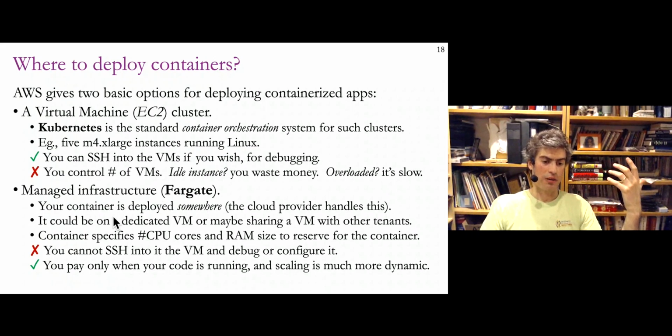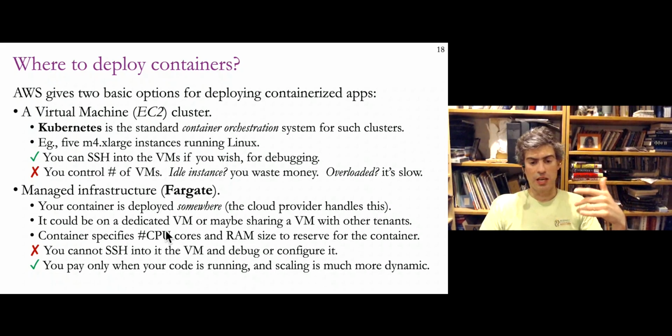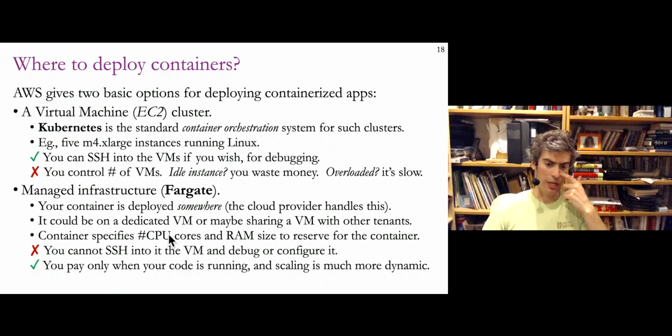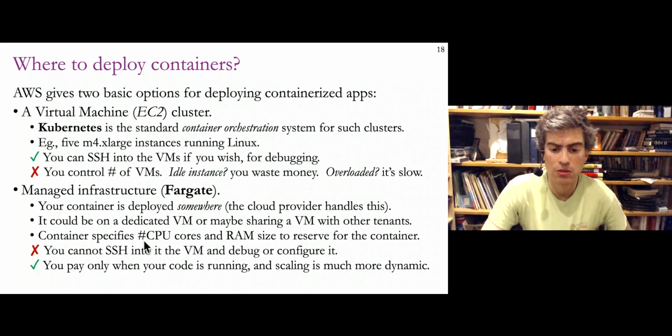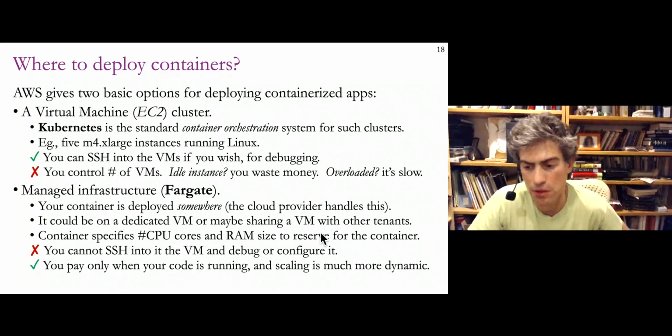Amazon will take your container and deploy it somewhere. We don't know exactly where. The cloud will find space for it. It could be on a virtual machine that's dedicated to you, or it could be a virtual machine that's shared with other tenants. We don't really know, although in practice I think they're all dedicated virtual machines right now at least. All you do is specify the number of CPU cores and RAM size that you want for the container.